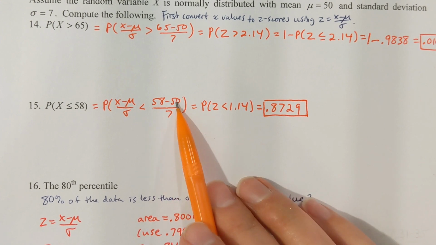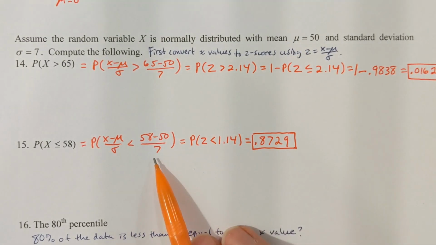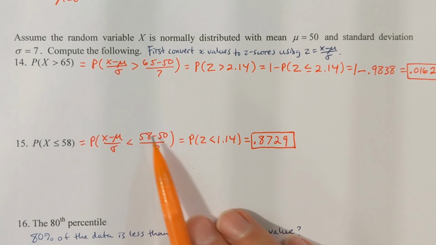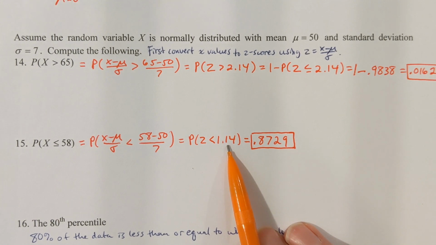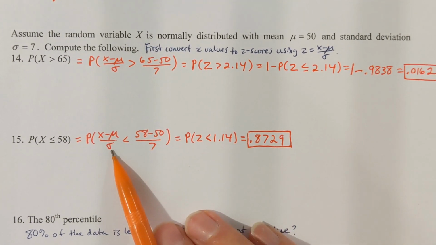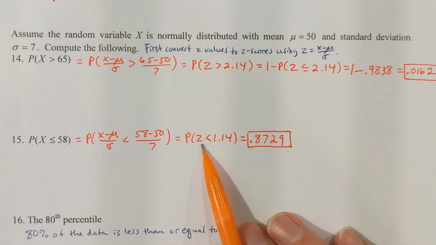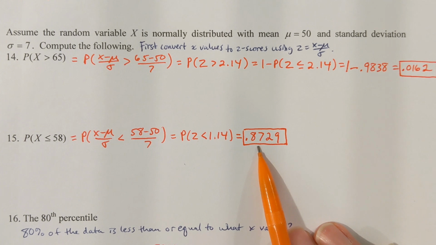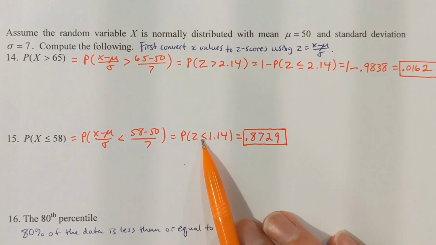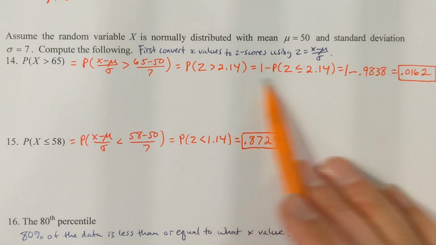X is 58 minus the mean, that's 50, divided by the standard deviation, that's 7. 58 minus 50 is 8. 8 divided by 7 is 1.14 if you go to the nearest two digits. X minus mu over sigma, that's what I'm calling z, and so now I'm looking at the probability that z is less than 1.14. I have now changed the variable from x to z, and at this point, I can now go to the table because I'm talking about area to the left, right? So I don't need a complement rule like I did in the last problem.